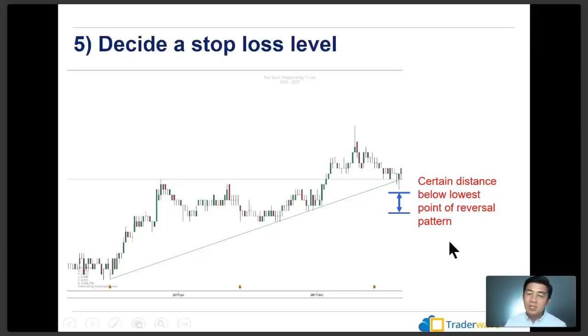All right, so I've emphasized this many times before in my previous webinar. So just take note of this. There's only pros and cons. There is no best area or best level to put that stop loss.